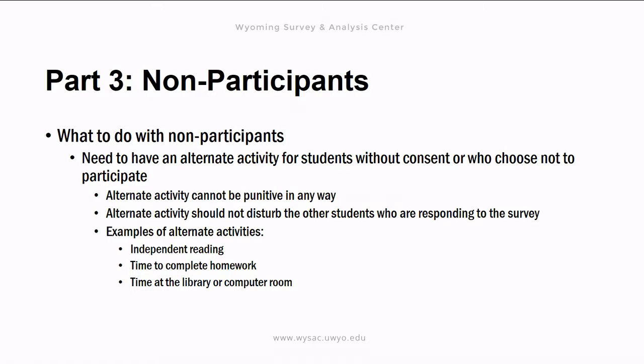The simple answer for what to do with these non-participating students is to allow them to have an alternative activity. A few examples of this are, of course, independent reading, giving them time to do their homework, or time at the library computer lab. You know your schools and students, so please choose an alternative activity that would best match how you do things. The thing we would like to emphasize is that we need to make sure these alternative activities are in no way punitive.